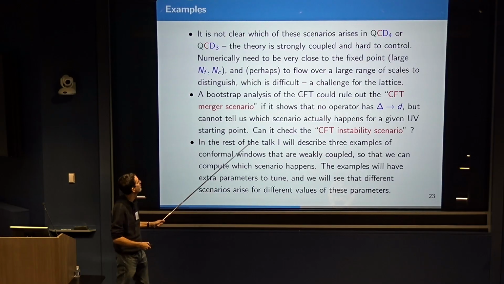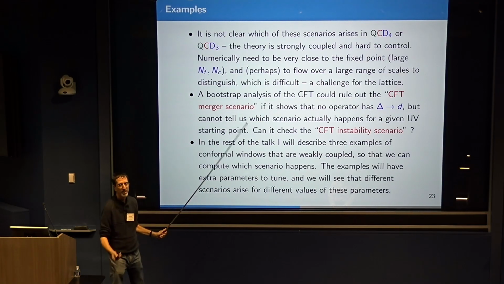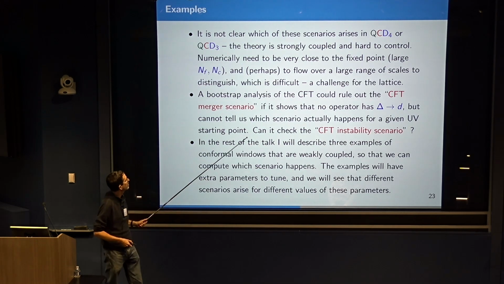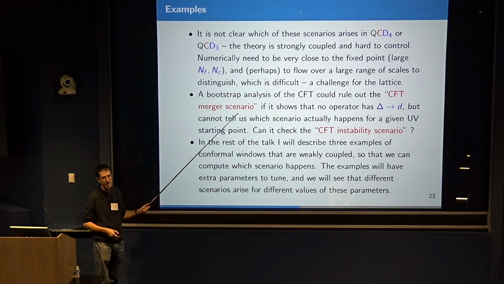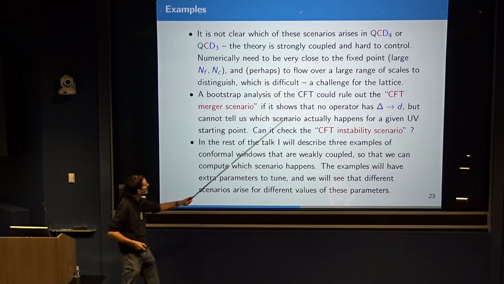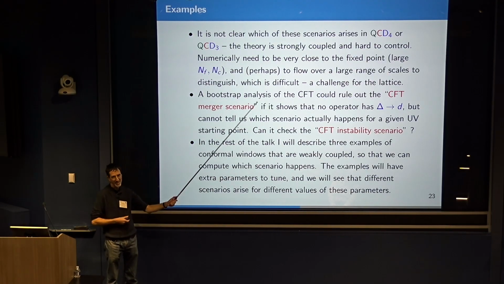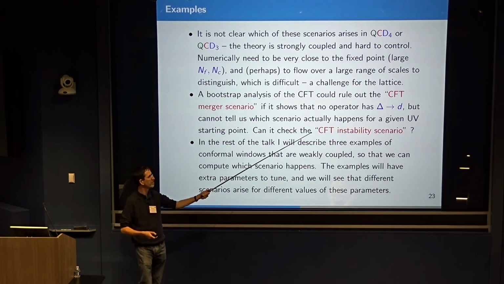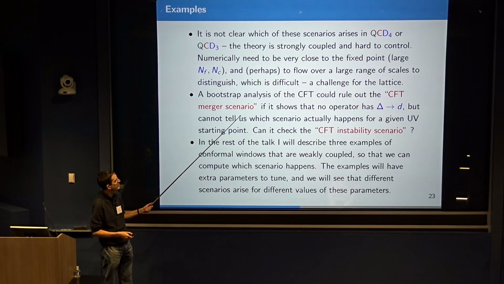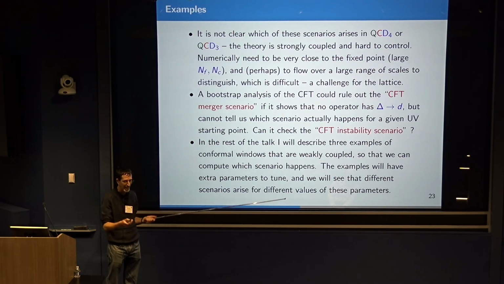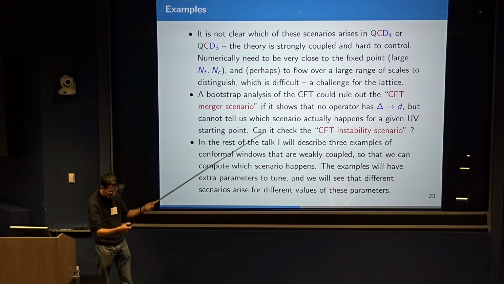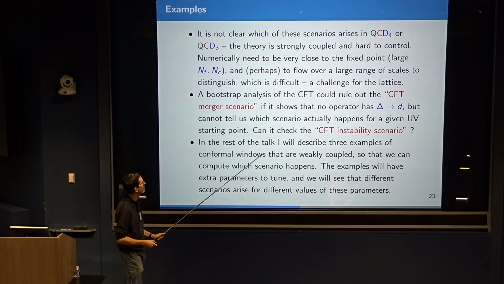So yeah, thank you. Now, another way to possibly test these scenarios could be by doing a bootstrap analysis of this conformal theory, the fixed point of QCD. So far, no bootstrap analysis has found these fixed points, but in principle, it should be possible to find these fixed points by a bootstrap analysis. But of course, a bootstrap analysis just of the CFT cannot really tell us which scenario happens, because that depends, as we discussed, on the full RG flow from QCD, from the weakly coupled high energy theory to low energies.